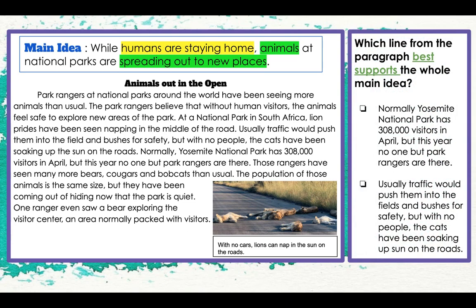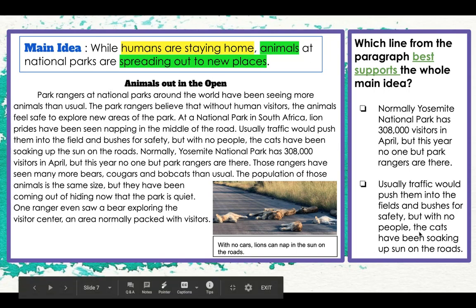All right. I want you to take a look here and think about this passage again. There's two key parts to this main idea. The first part is that humans are staying home. The second part is that animals are spreading out to new places. So when we look for something that supports the main idea, we want to have something that supports both humans staying home and animals spreading out to new places. A line that best supports the main idea should have something to do with both of those key pieces.